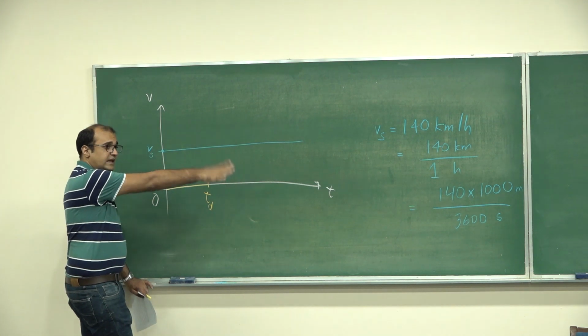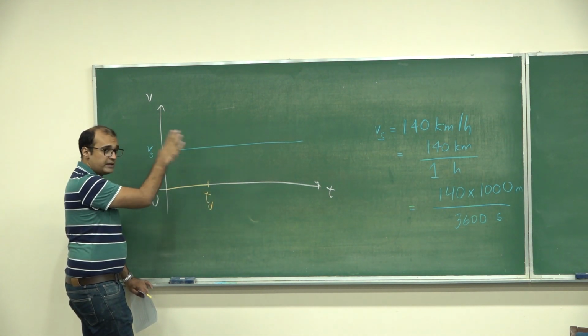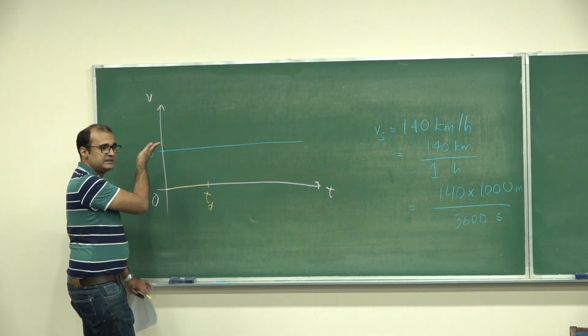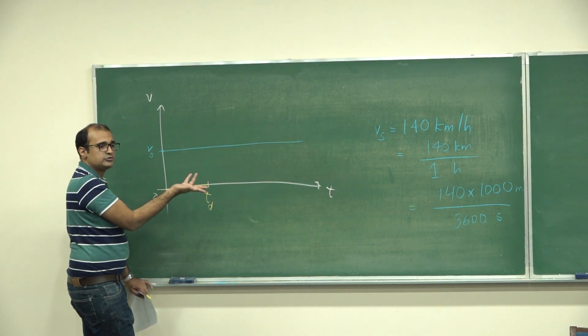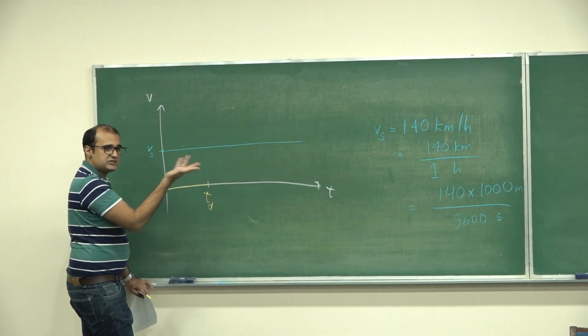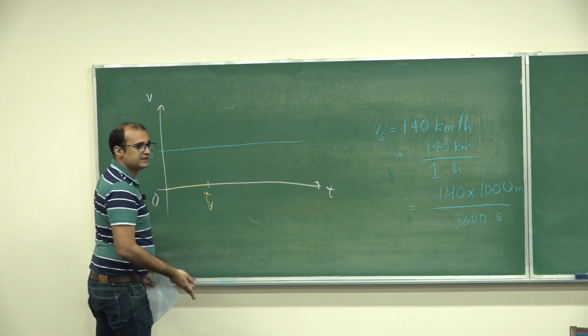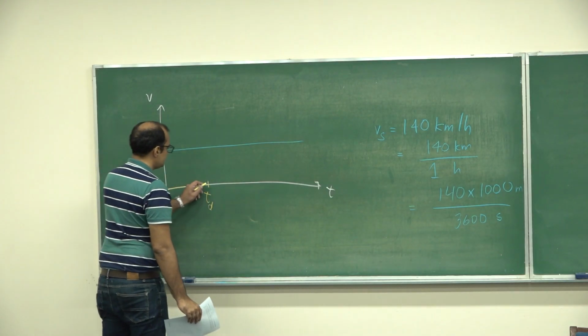Remember, this is velocity time. That's why it's extremely important to label your axis. What are you plotting? Don't draw any graph without labeling the axis, because if you don't label the axis, how do I interpret it? Is it position time? Is it velocity time? Is it acceleration time? They're all three very different things.